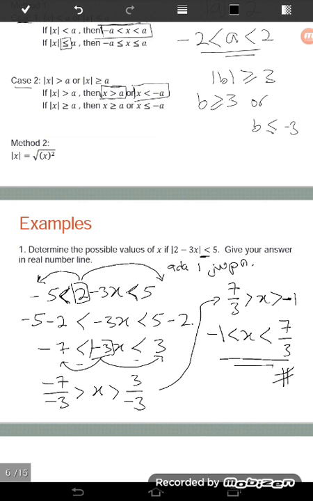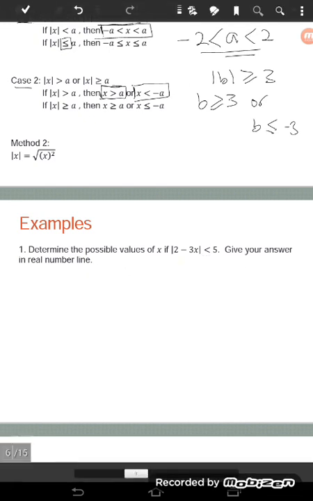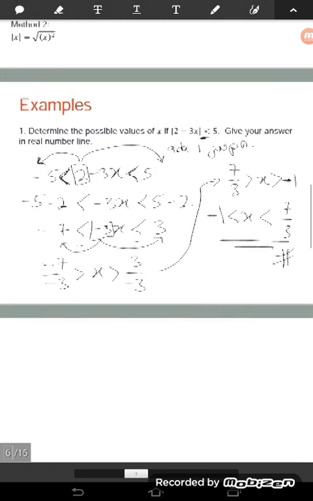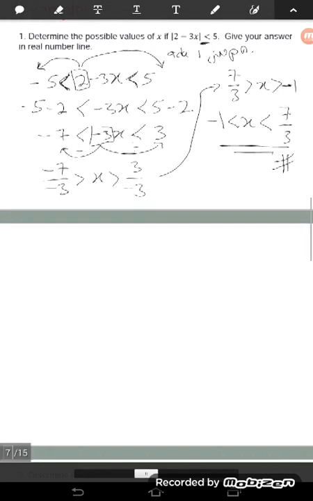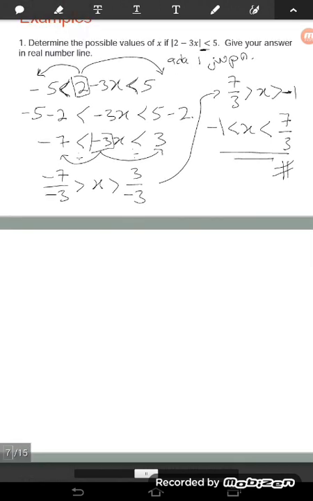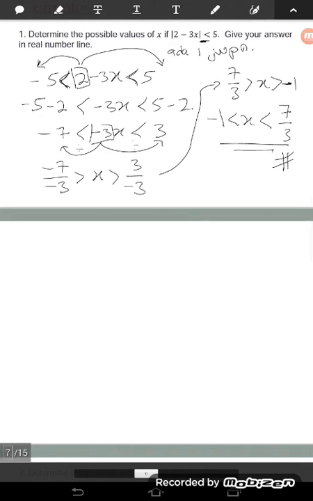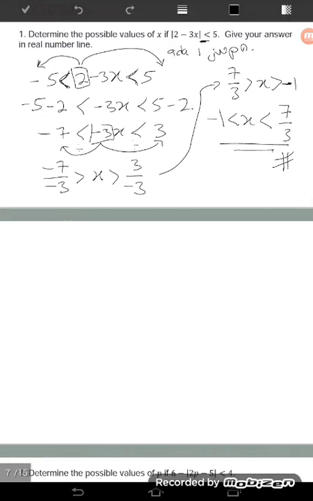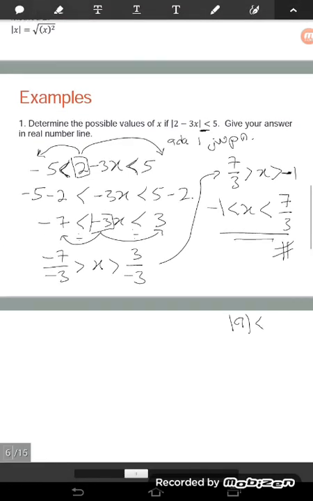So this one is method number 1. So how about method number 2? So kita guna method number 2. So method number 2, just now method number 2 is modulus A less than or equal to... saya pun lupa tadi.